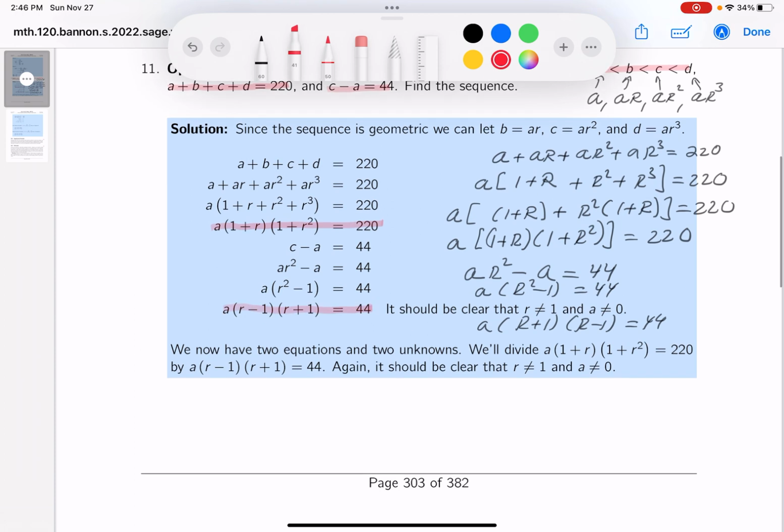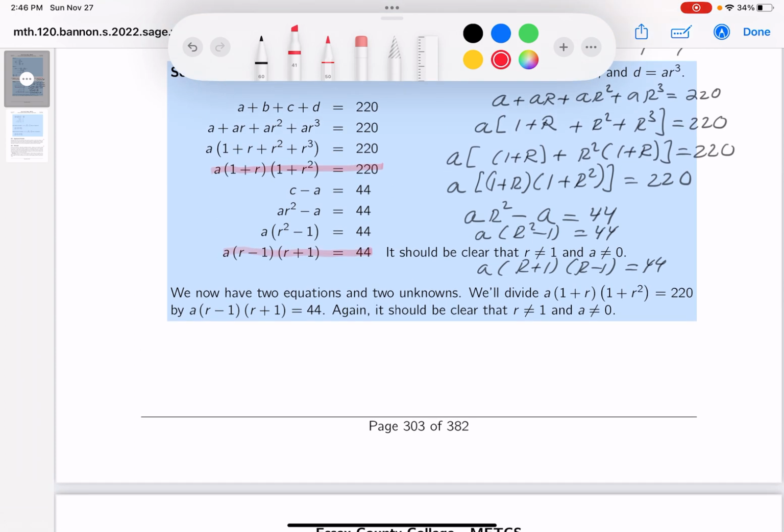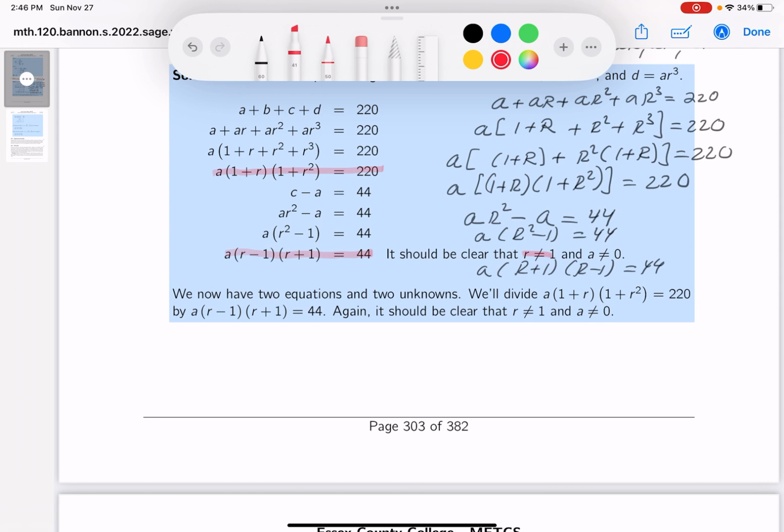Now, looking at these things, it should be clear that R is not 1. You would never get a product of 44 in that case, and the A can't be 0. I guess I should insert that R can't be minus 1 either. I'll update the notes to state that: R can't be plus or minus 1, and A cannot be 0. All right?